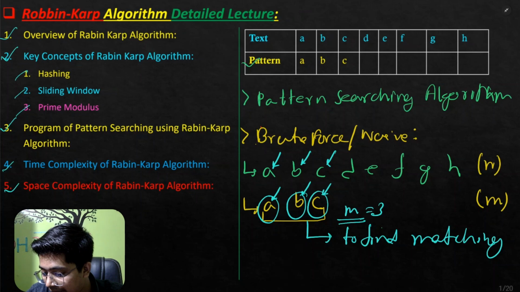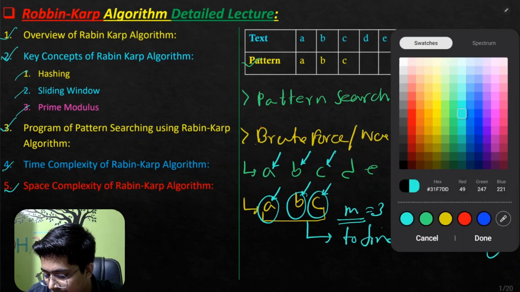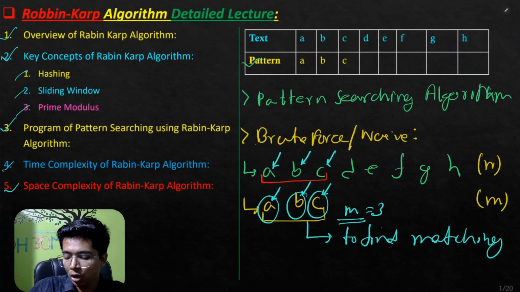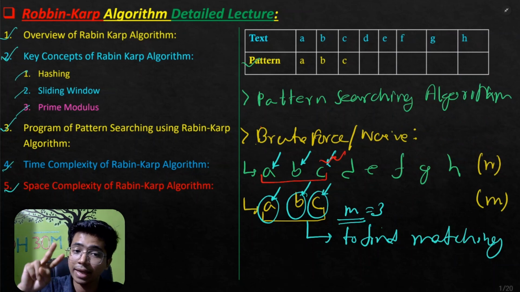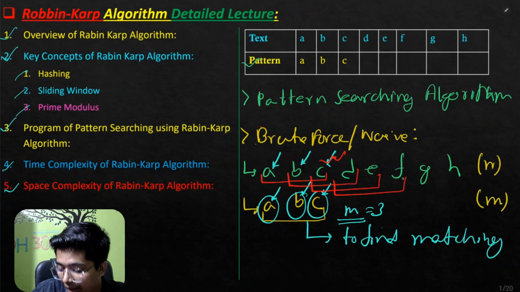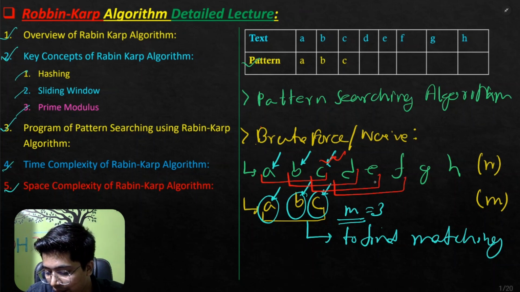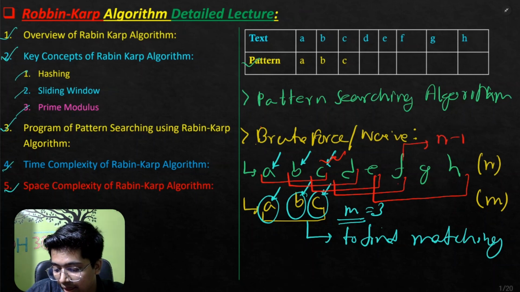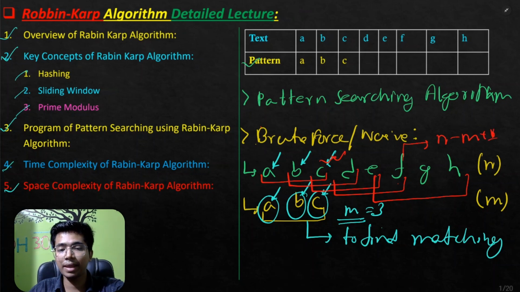First we compare up to this length A, B, C. When we got the pattern for the first time, that means we were successful here. Now we try to find the second occurrence of the pattern. This time we move our window in this manner, and again move our window. We keep moving our window until the last area, which in mathematical terms is n minus m plus 1.